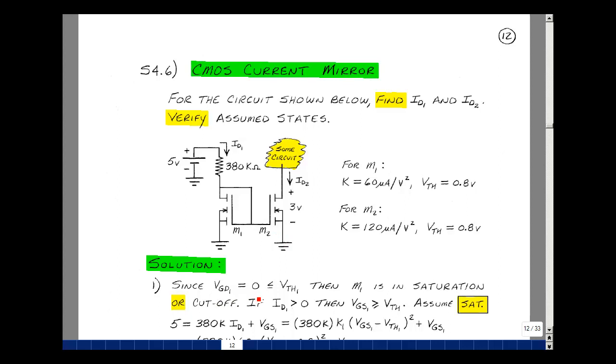Now with the gate to drain being equal to 0, that's less than 0.8. So that means that M1 is either in saturation or in cutoff. If you apply 5 volts here and you have basically a resistor and then some silicon, you're going to get current to flow. So most likely the gate source is greater than threshold. Assume that we're in saturation.